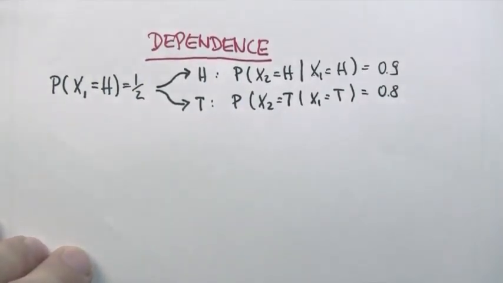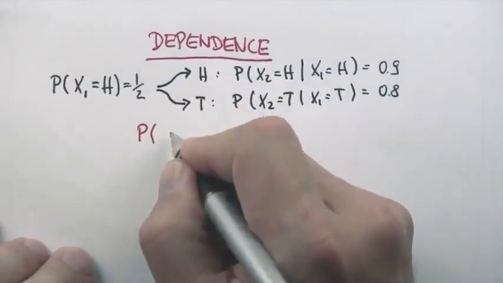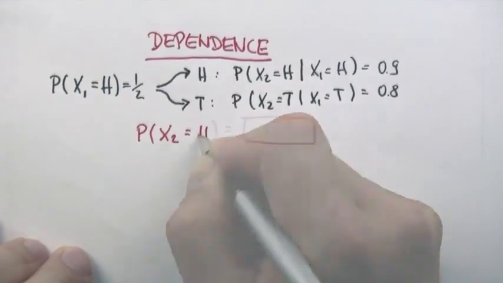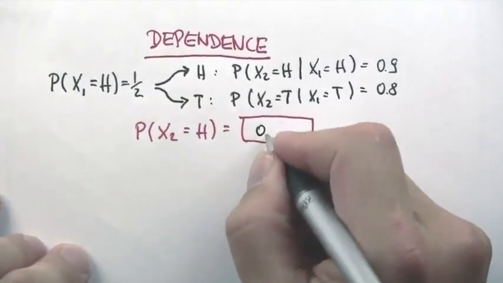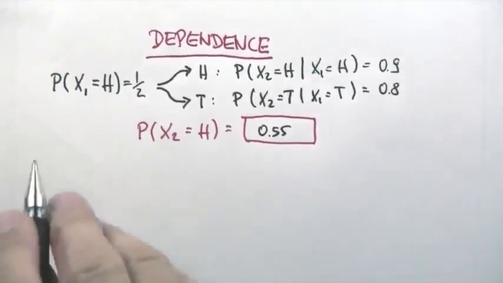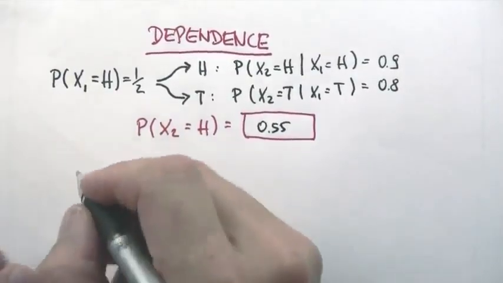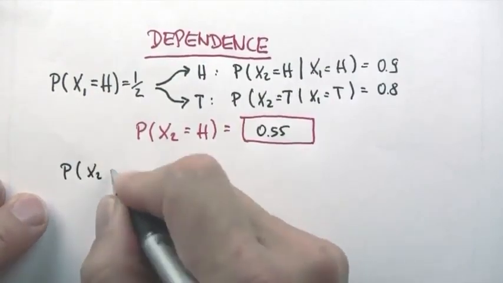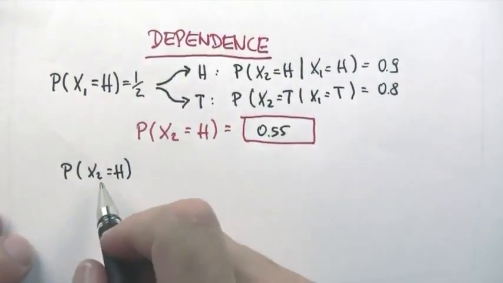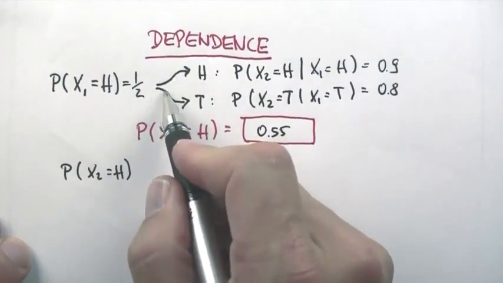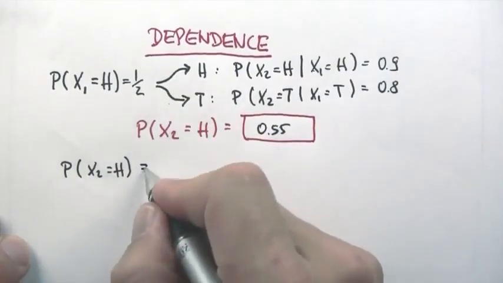So my question for you is, what's the probability of the second coin flip coming up heads? The answer is 0.55. The way to compute this is by the theorem of total probability. Probability of x2 equals heads. There's 2 ways I can get to this outcome. One is via this path over here, and one is via this path over here. Let me just write both of them down.